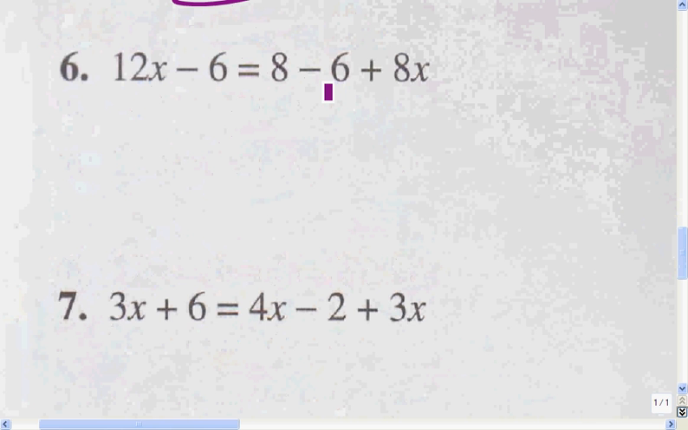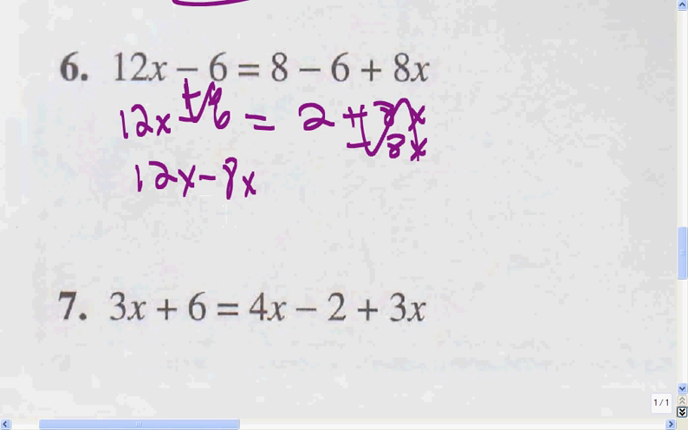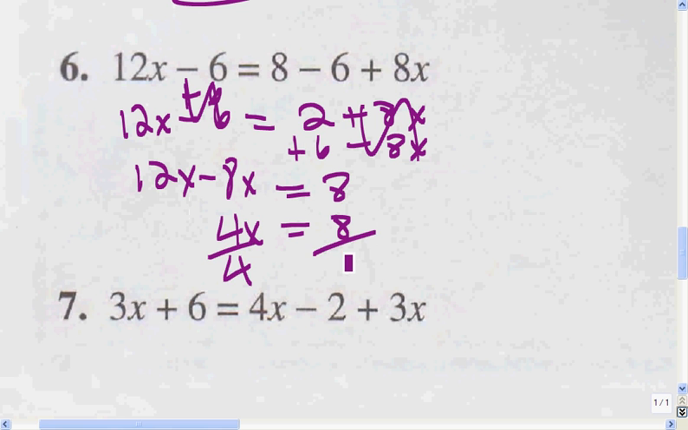I'm going to combine, because I can combine first before I transpose. So 8 minus 6 is 2 plus 8x. 12x minus 6. 12x minus 8x plus 6 plus 6 equals 8. So 12 at 9, 9, 10, 11, 12. So that's 4. 12x minus 8x is 4x equals 8. Divide both sides by 4, or by the coefficient of x. X equals 8 divided by 4, 2.